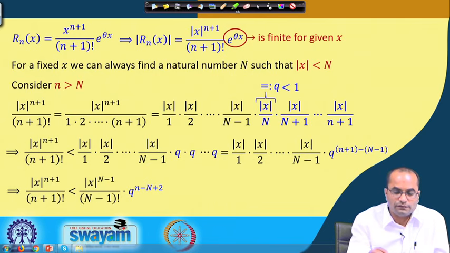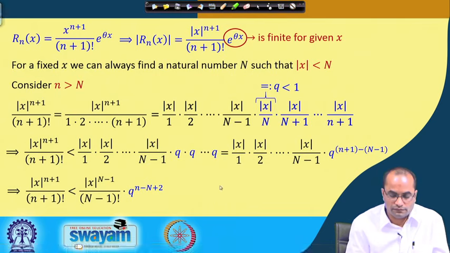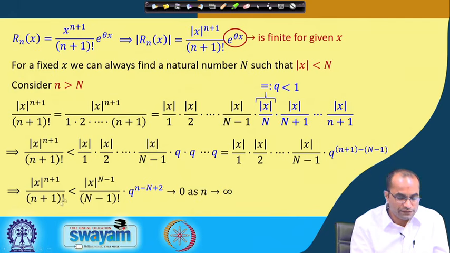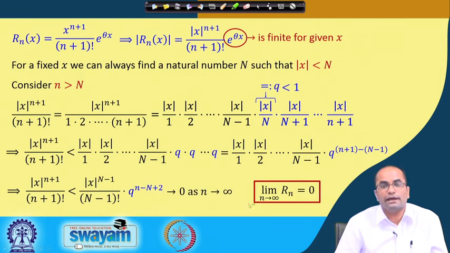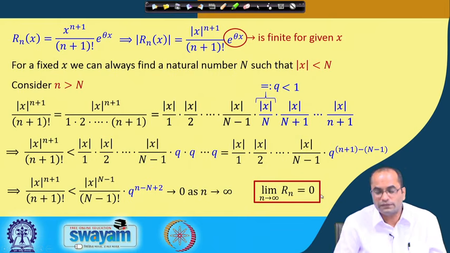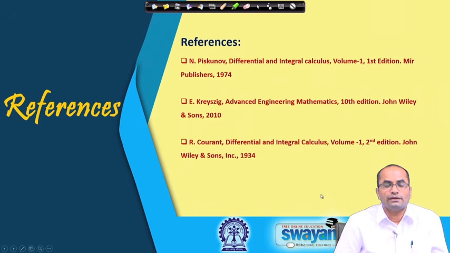So, what we have seen is that this remainder term is less than a term which goes to 0 as n goes to infinity, and we can conclude that the remainder goes to 0.